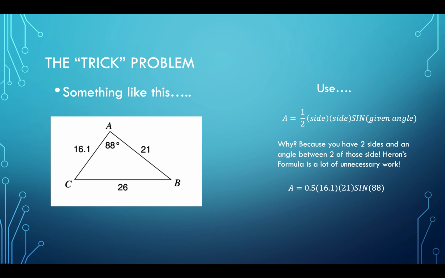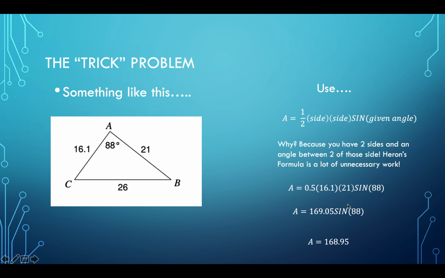So I get 0.5, because I told you we're not going to use a half, times 16.1 times 21 times the sine of 88. What I like to go ahead and do next is I like to do 0.5 times 16.1, get an answer, and then multiply that by 21. And then we get 169.05, and you just kind of bring down that sine 88.